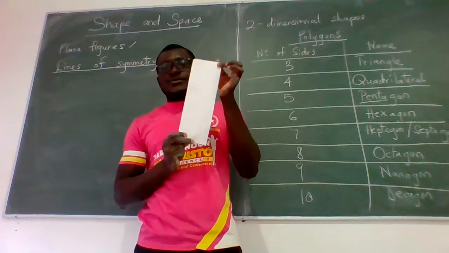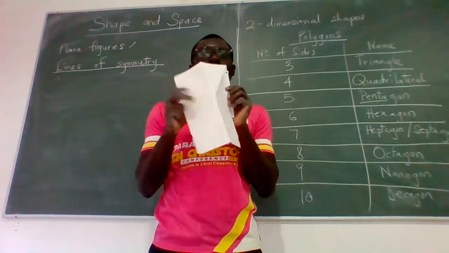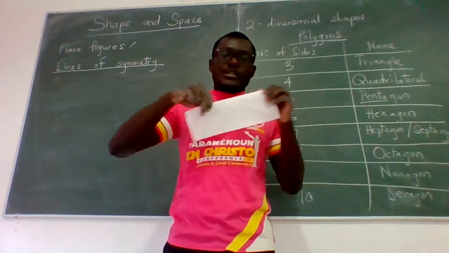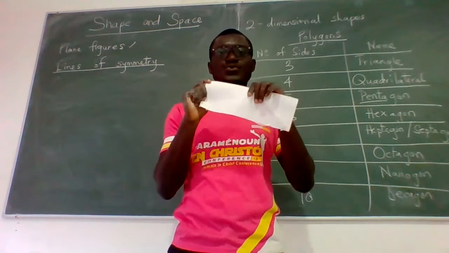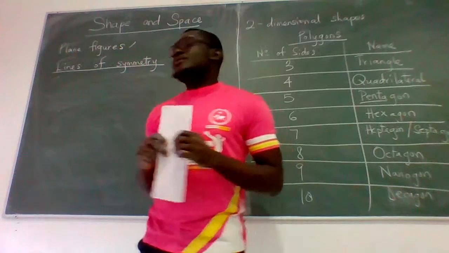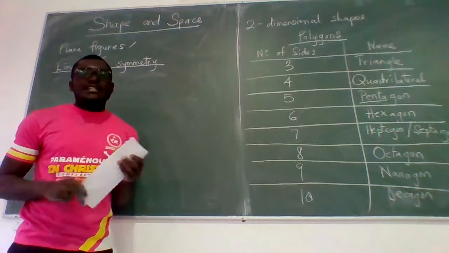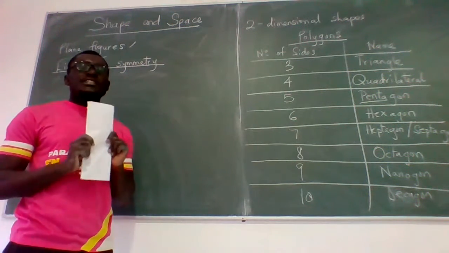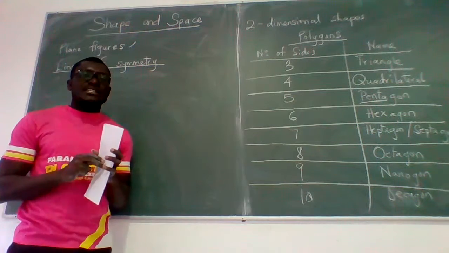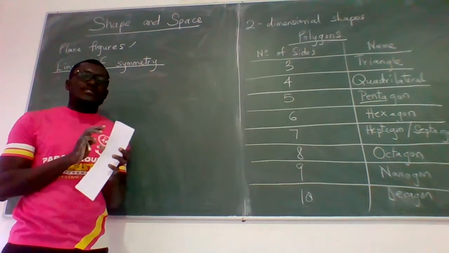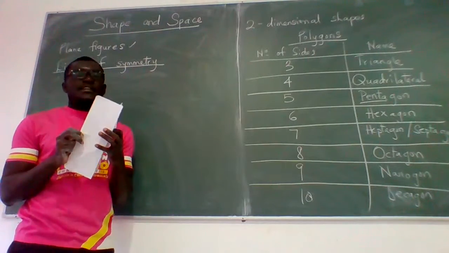Okay, so like this. So then it means that when we take the rectangle, it has two lines of symmetry. So anytime you are asked any question about a line of symmetry, just imagine yourself folding that plane figure which is given to you into two equal parts such that one lies exactly on top of the other. And then you count how many times you can do that using that plane figure.